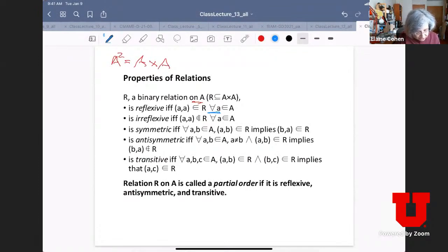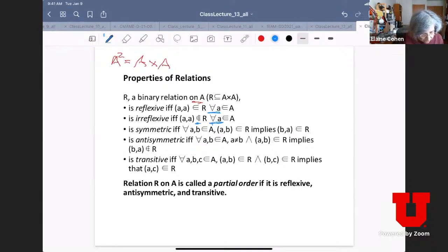It's irreflexive if A is never related to itself. Never. Now, you can have relations that are neither. You can have relations where some elements are related to themselves and others are not. In that case, they're neither reflexive nor irreflexive. Okay. All right. So we have three possibilities related to reflexive: reflexive, irreflexive, and neither.